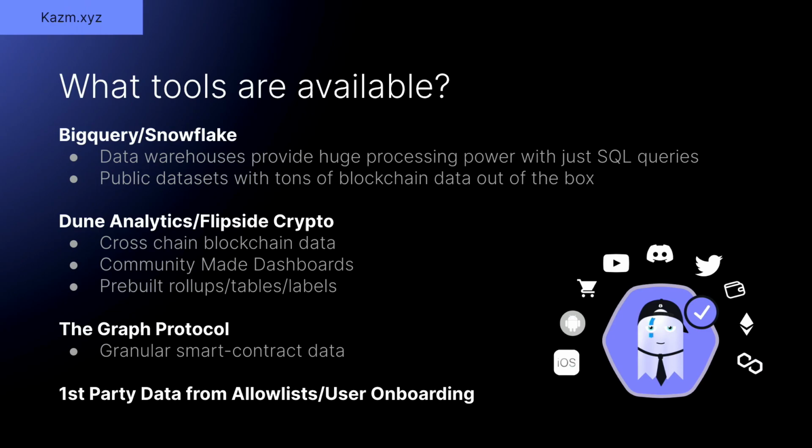Another thing, if you really need to go deeper, is the Graph protocol. The Graph protocol allows you to find subgraphs for specific smart contracts so you can get more granular information on what's happening on chain. But that's not all.